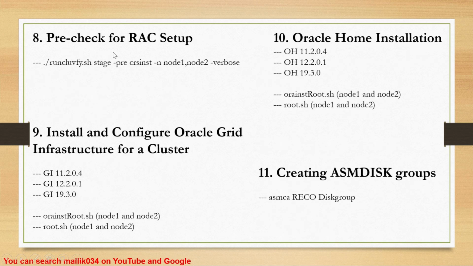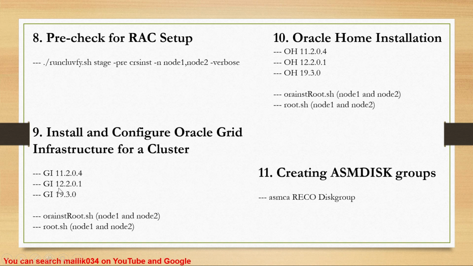And before we actually get started with the grid infrastructure installation, we will verify using runcluvfy stage -pre crsinst -n node1,node2 -verbose, which will give me complete detailed output, and if there are any outstanding issues, it will list them out. We will fix all those issues, and then we'll go forward and start with installing and configuring Oracle grid infrastructure for a cluster. So I'm going to cover the 11.2.0.4 grid infrastructure installation, 12c grid infrastructure installation, and 19c grid infrastructure installation. All these three installations I'm going to show you on different servers.